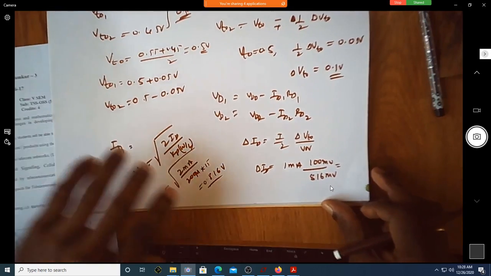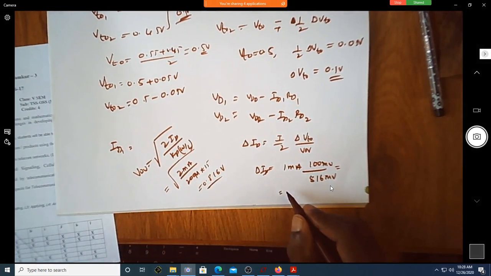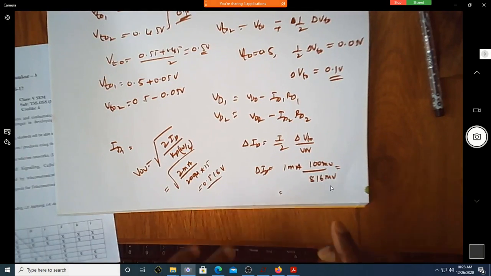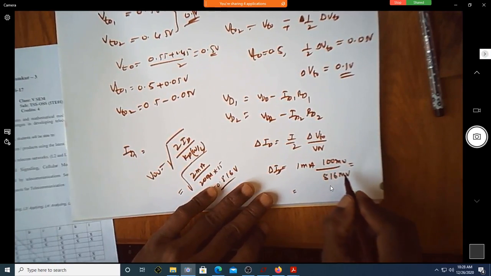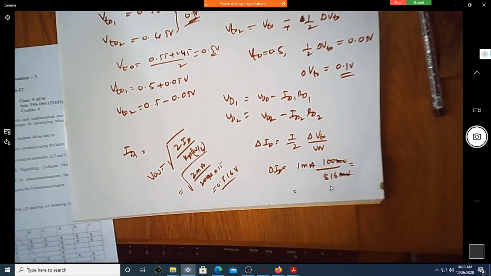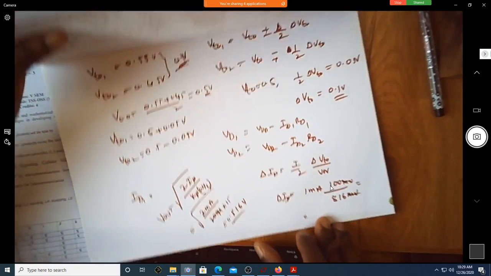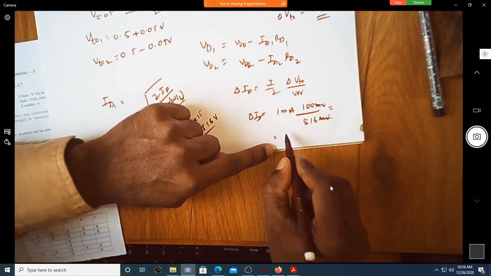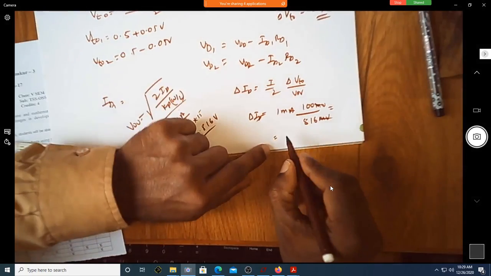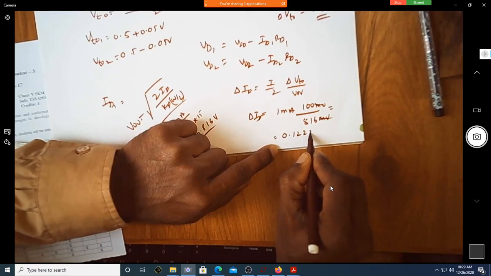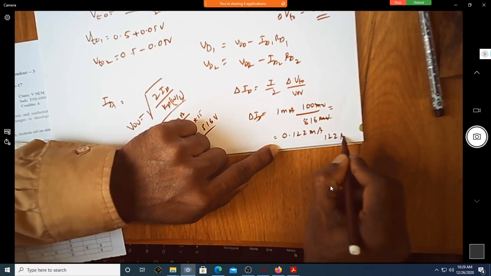How much is the delta ID? 1.2 to what? 1.2 to what, man? 1 milli divided by 100 by 816. 100 by 16 how much? 0.122 milli, that is 122 microampere, correct?